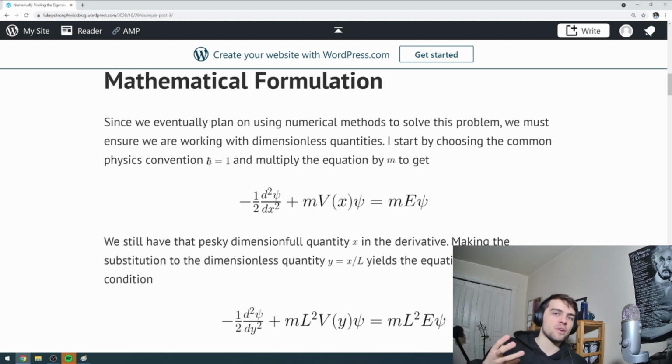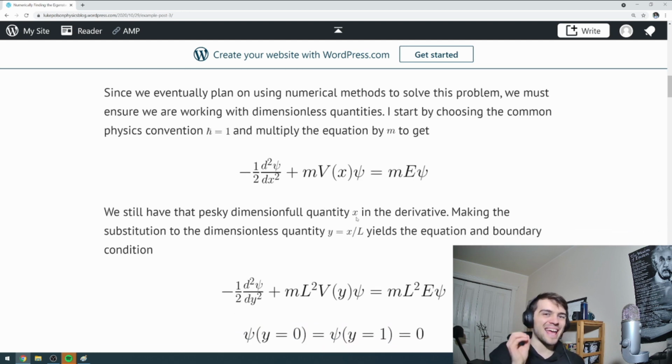Firstly, we choose h bar equal to 1. This is common in physics all the time, and it sets our units. The other thing I do here is I multiply by m, so the equation looks like this. But we have that quantity x, right? And x has units of position. And I don't like that when I'm on a computer. I want to make everything dimensionless.